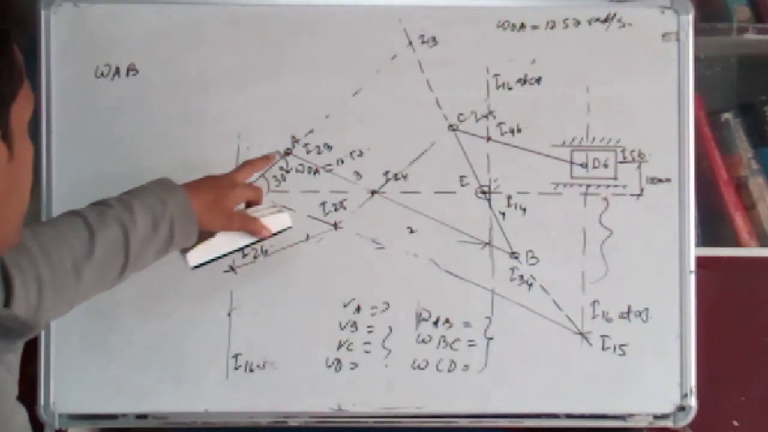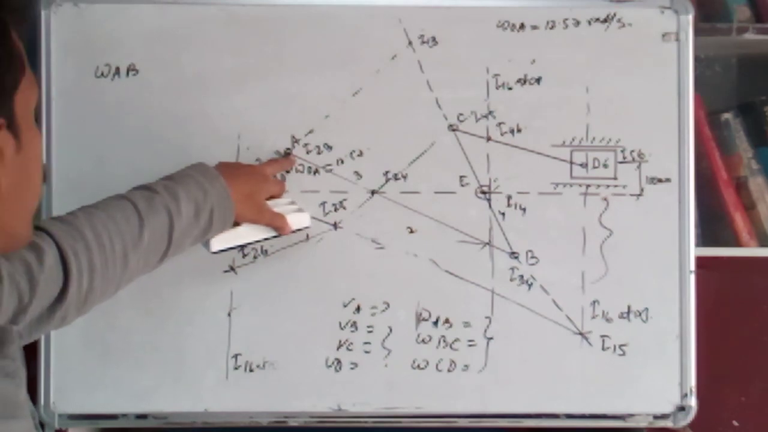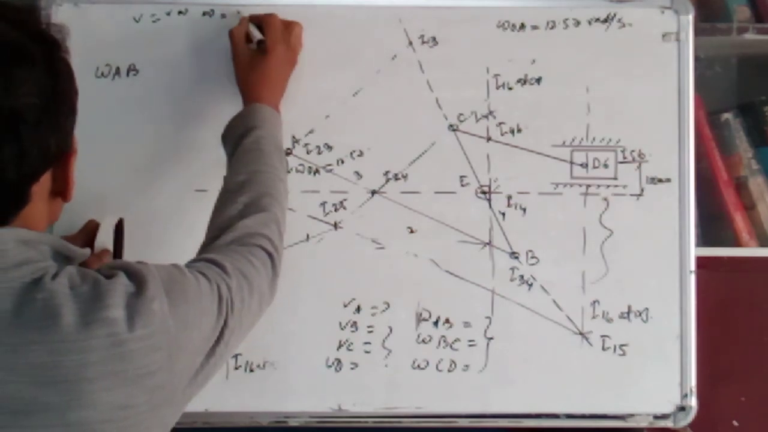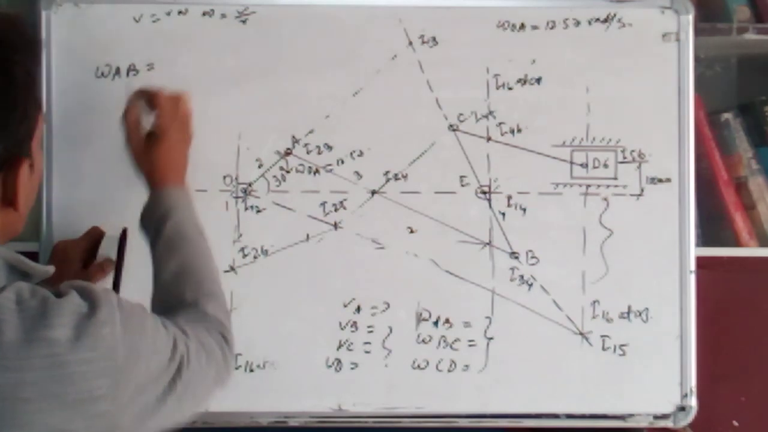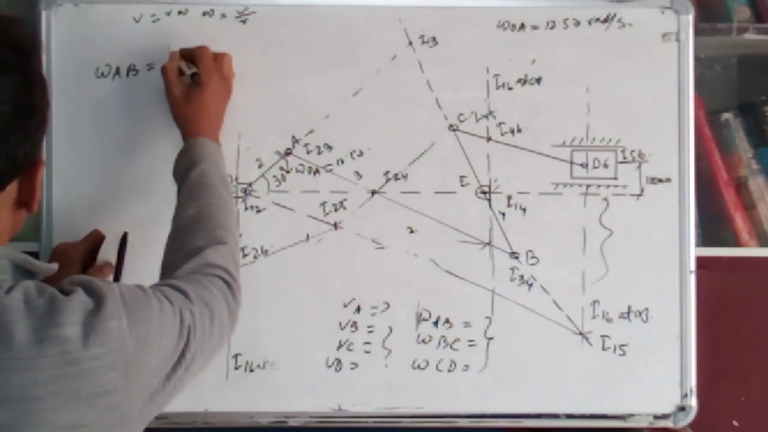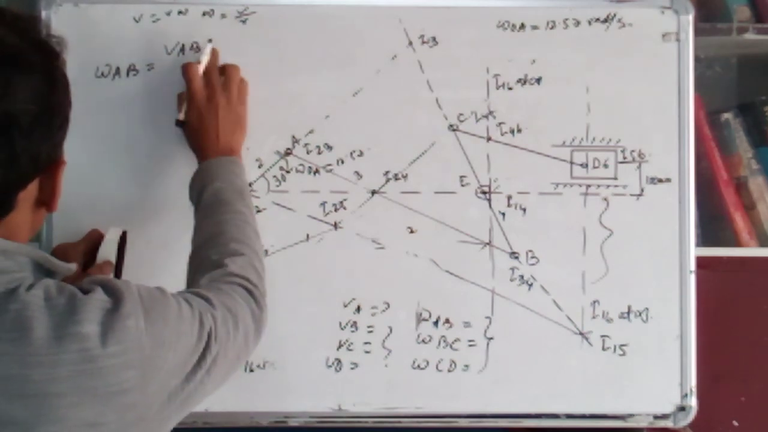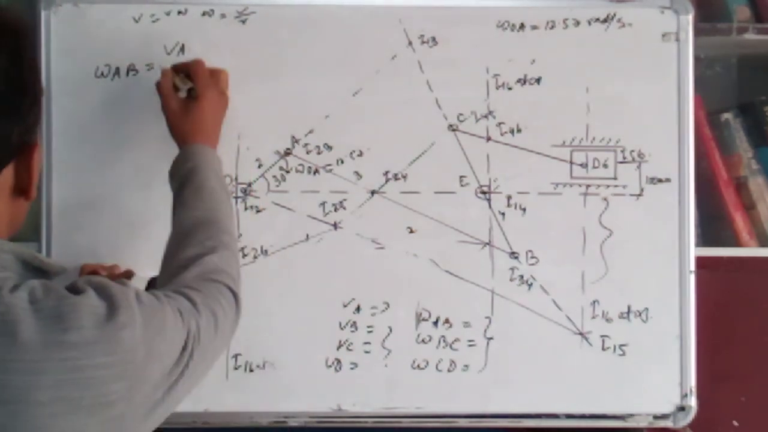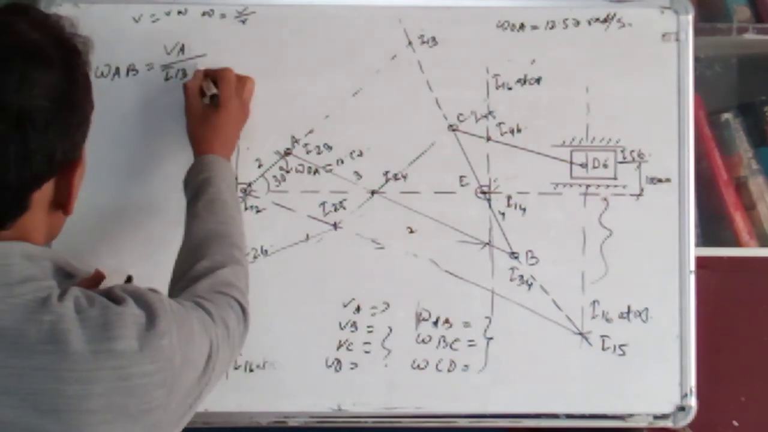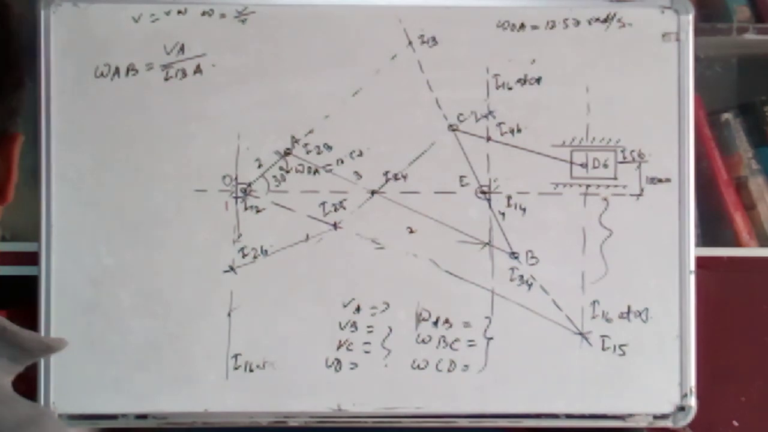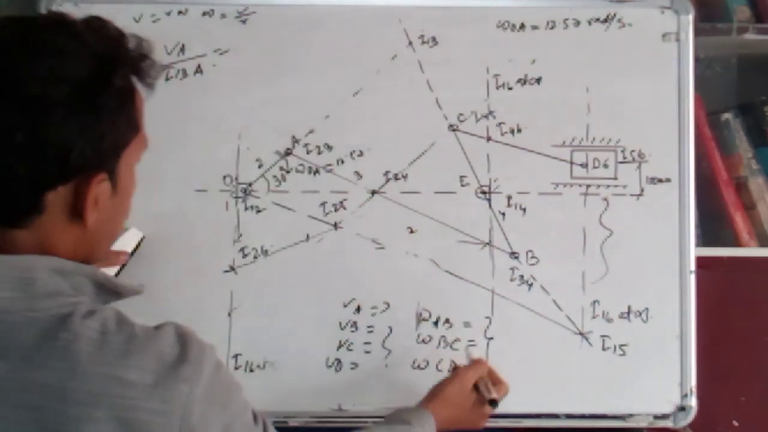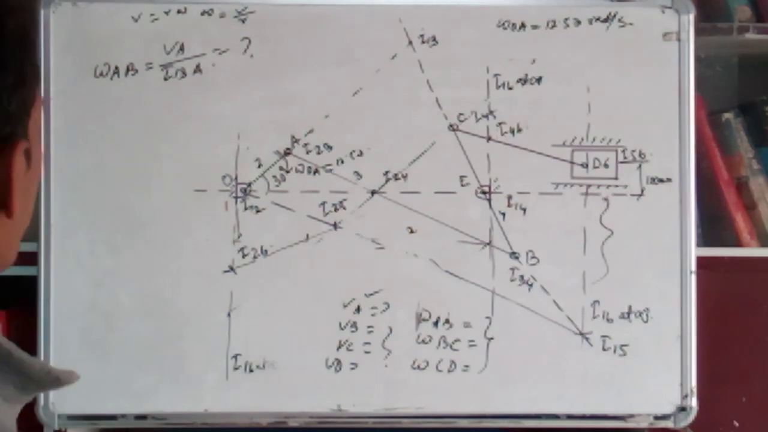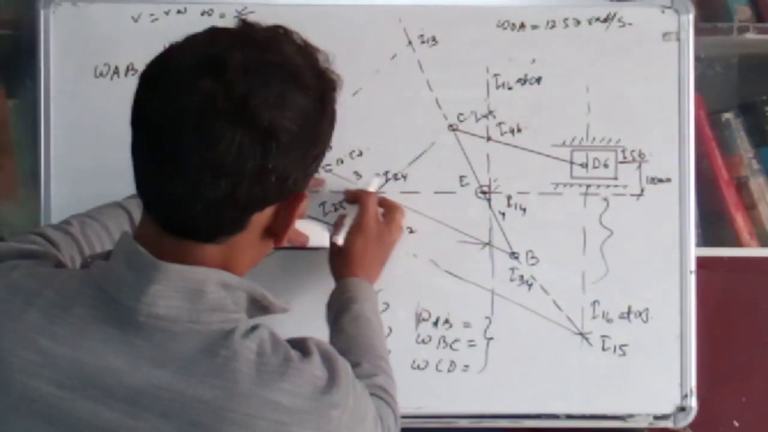We know that V is equal to R omega, so omega is equal to V by R. So omega AB is VA divided by the distance I13A. VA we have already found, and the distance is known, so we can find omega AB, the angular velocity of this link.